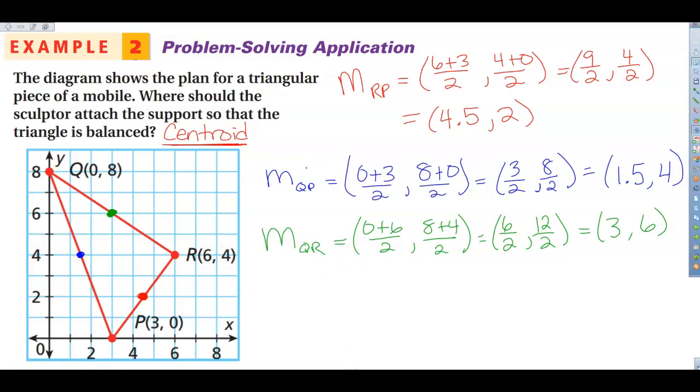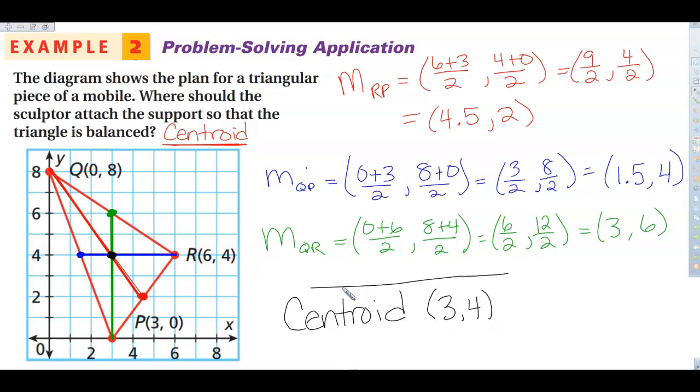So what I'm going to do here next is graph my medians. I'm going to go from the midpoint I found to the vertex on the opposite side. Actually, I'm going to bump the thickness up here a little bit. Okay, and then our last one, from our midpoint to the vertex on the opposite side. So right here is where all 3 medians meet. So our centroid has the coordinates over 3, up 4. So if they place the support at the point 3, 4, then the mobile will be balanced.